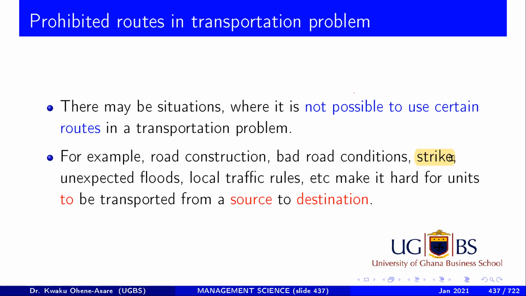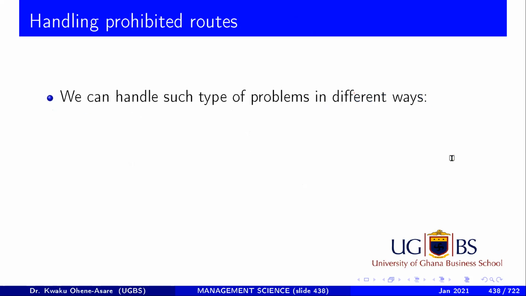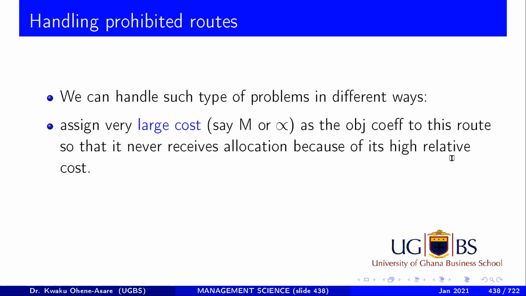So many of these things can make it difficult to be transporting things from a supply node to a demand node. We can handle such a problem in different ways. The first you can do is to assign a big cost, say M or infinity, to that route in the objective function, so that it never receives an allocation. It doesn't receive any allocation because of the high relative cost. So you give it a big value.